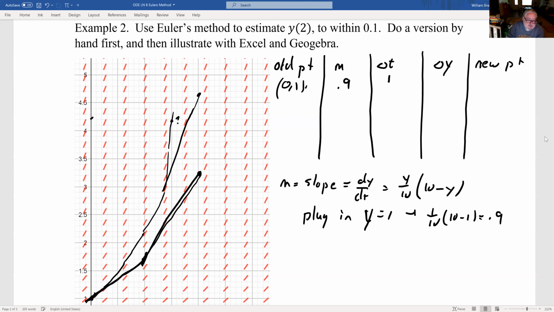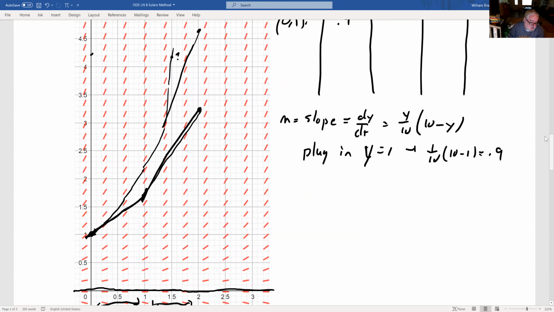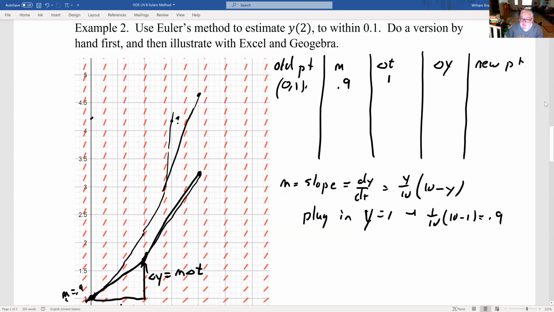Changing t, we're just going to go 1 step to the right. So 1 unit to the right. So how far up do I go? So if my slope m equals 0.9, delta t equals 1, then what's delta y? Well, we know the relationship between slope, delta t, and delta y. Delta y is just m times delta t, right? Because that's how slope is defined. So 0.9 times 1 is 0.9.